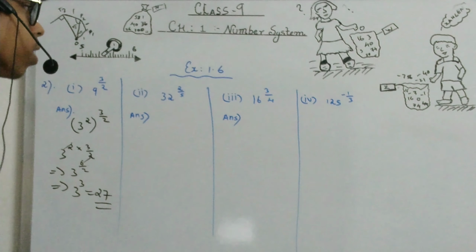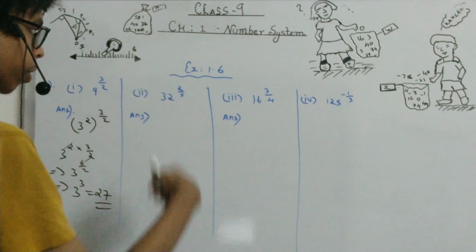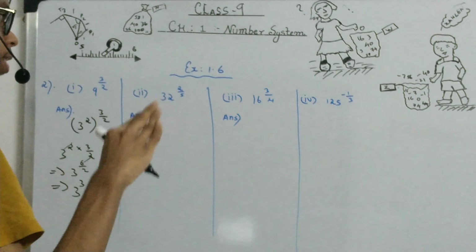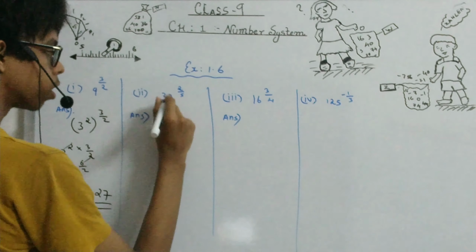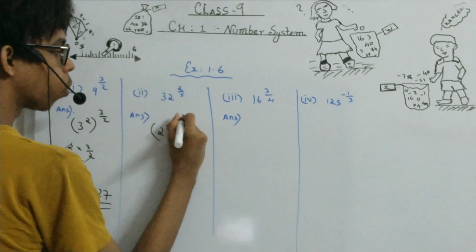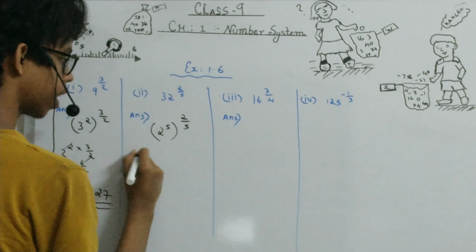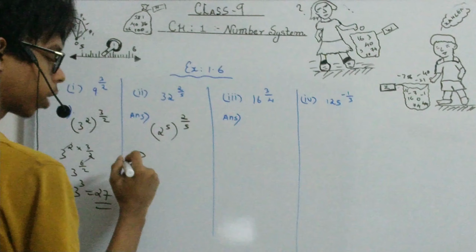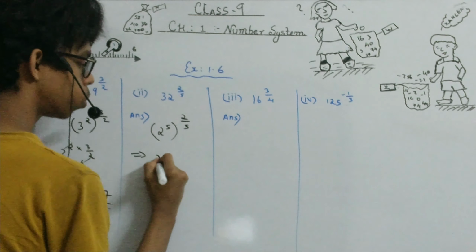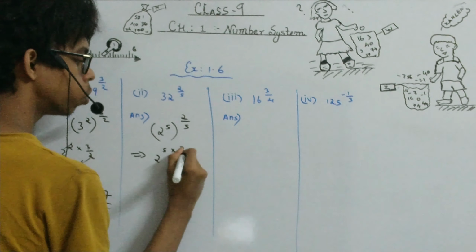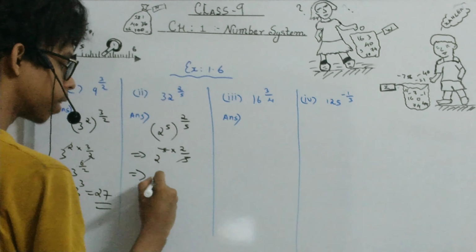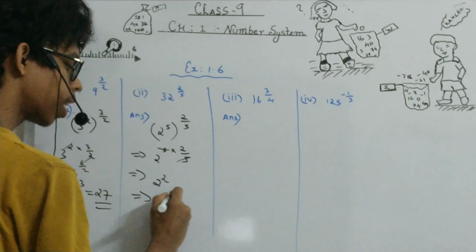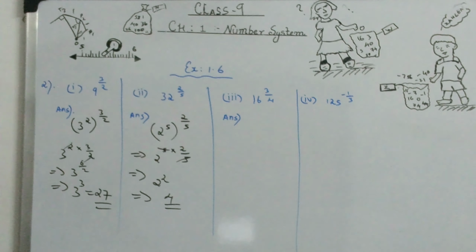So now the second one is 32 raised to 2 by 5. Here the denominator is 5, so we have to write it as something raised to 5. So we know 2 raised to 5 is 32. So 2 raised to 5, the whole raised to 2 by 5. So we can just multiply it. So 2 raised to 5 into 2 by 5. If you see, this 5 and this 5 cancel, we will get 2 square, and the final answer we will get is 4. Okay, I hope I am clear.